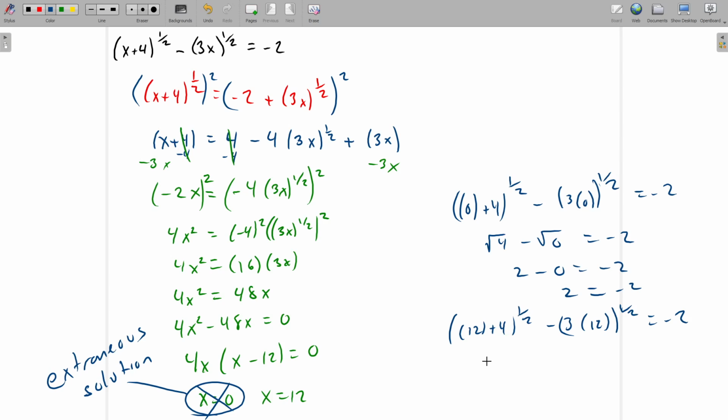Well, 12 plus 4 is going to give us the square root of 16. 3 times 12 is going to give us the square root of 36. And the square root of 16 is 4. The square root of 36 is 6. And 4 minus 6 is in fact the -2 that we hope it is. So x equals 12 is our only solution to this radical equation.